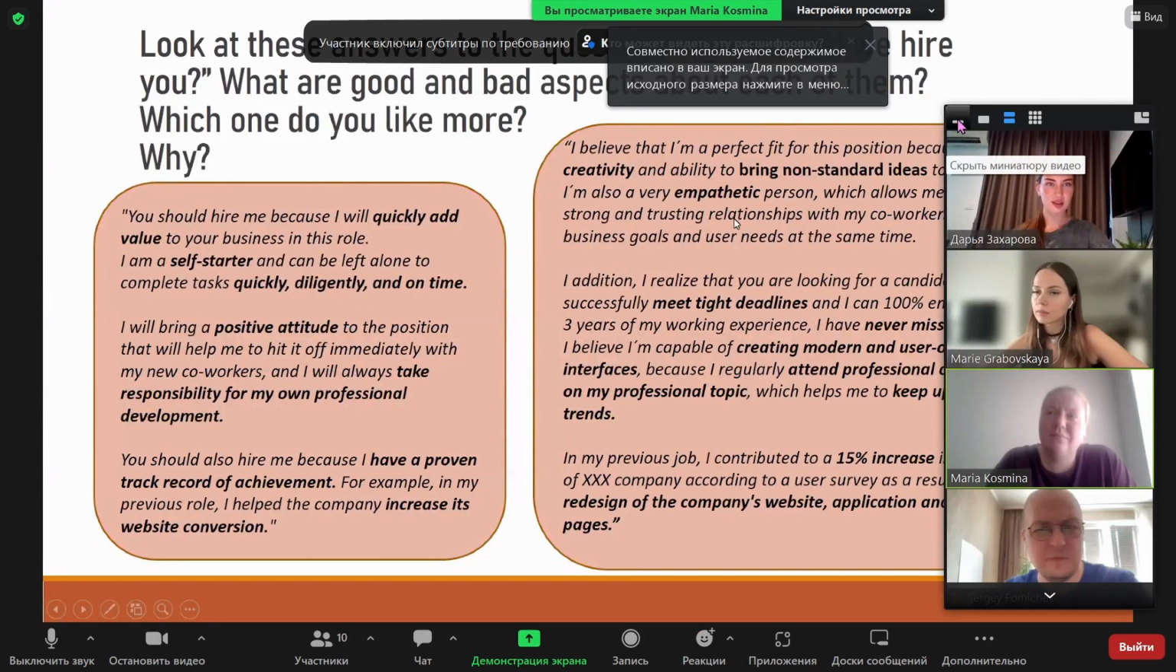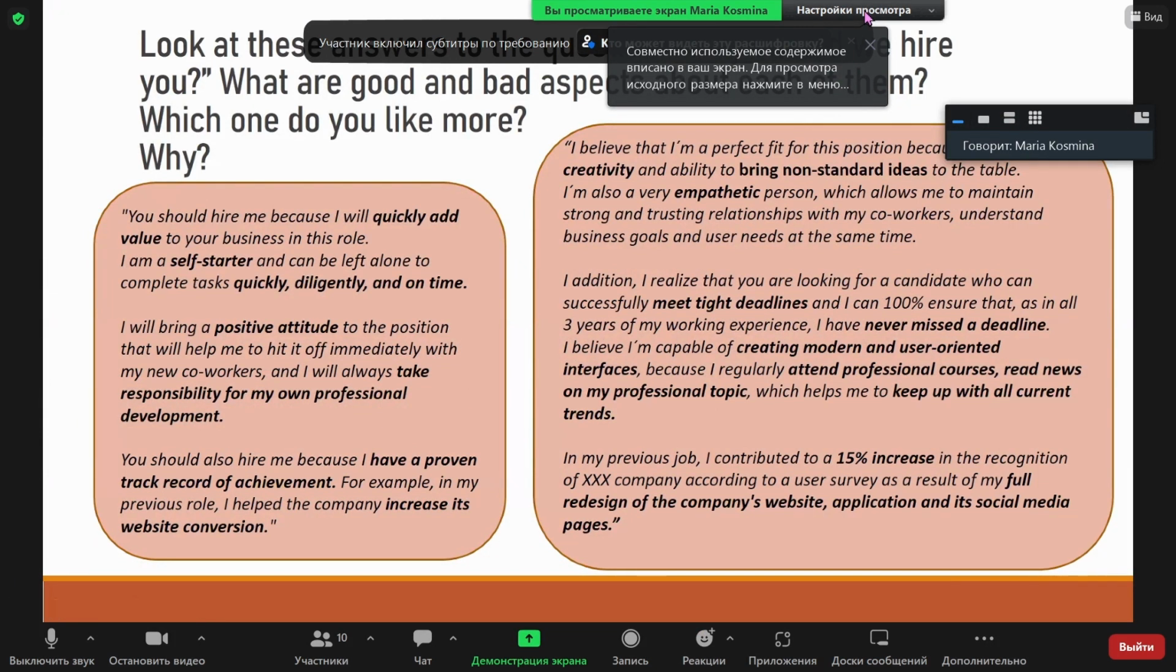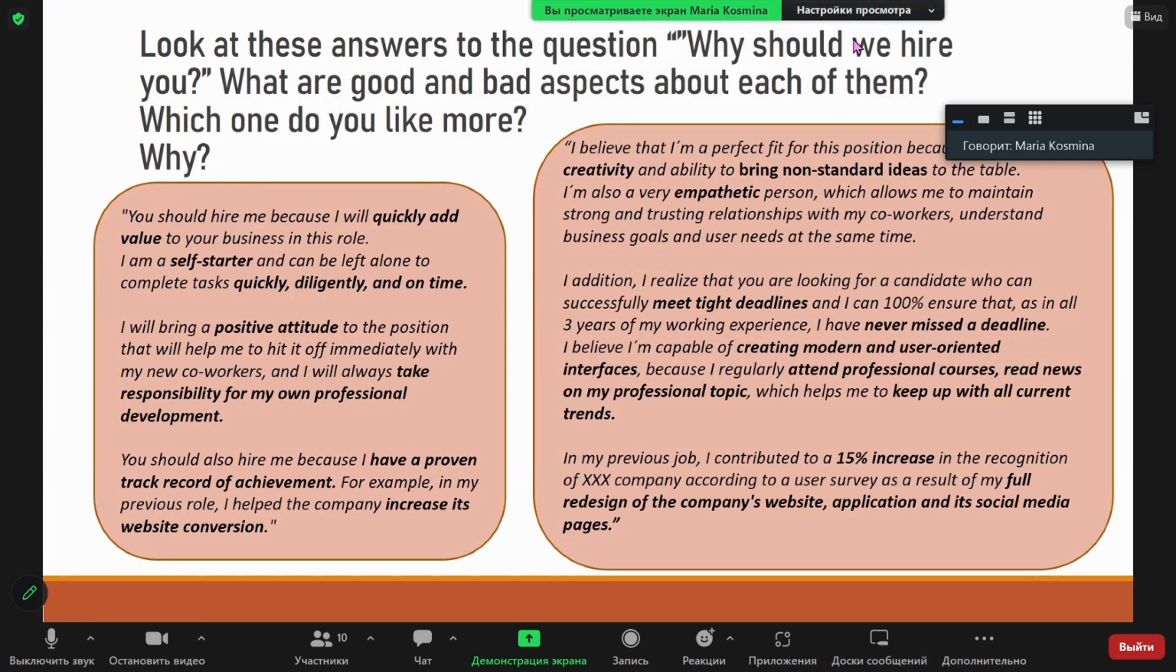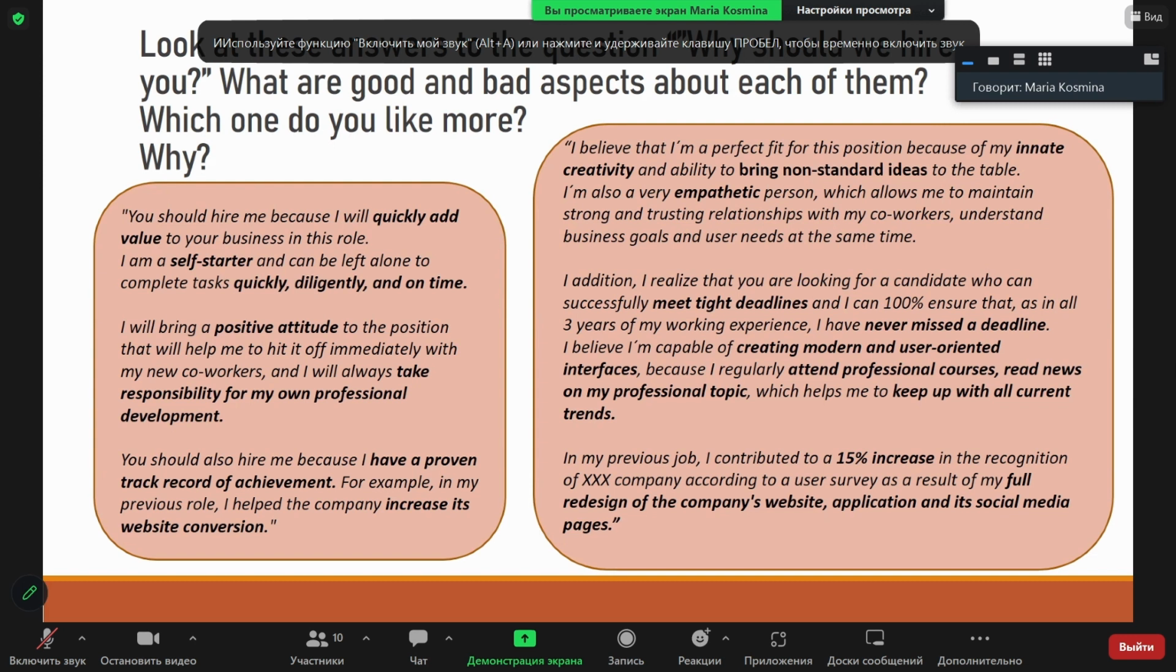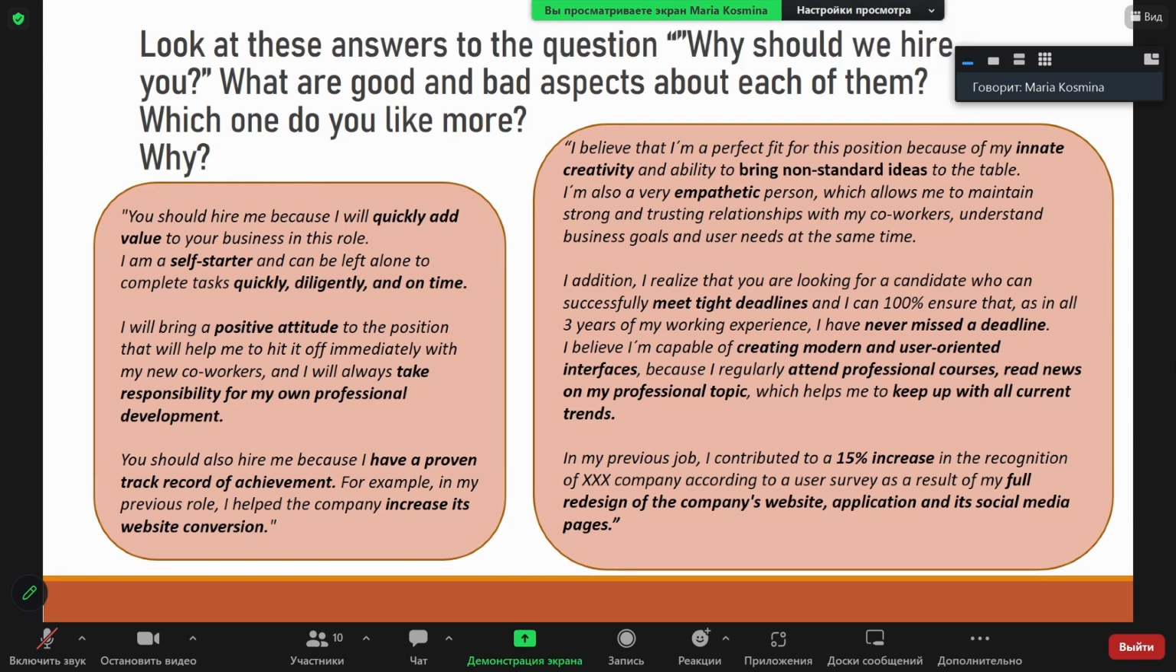Some of you have reasonably mentioned that we don't know the specific positions and specific job requirements and so on. Yes, but unfortunately we have limited time today, and we can't go that deep. But I just wanted to get your opinion on this overall. So here I highlighted the good things of both answers.